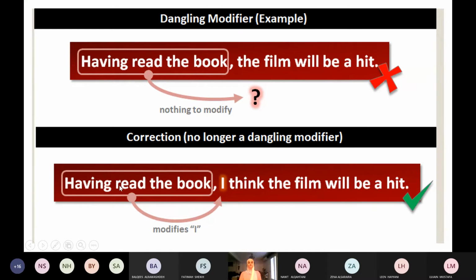So having read the book, I think the film will be a hit, and I change it because I cannot say the film will be a hit. Having read the book, she thinks the film will be a hit. Having read the book, we think the film will be a hit. So I have to add a word to be modified.